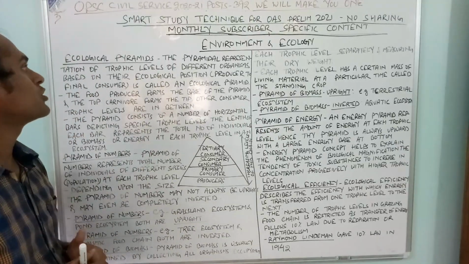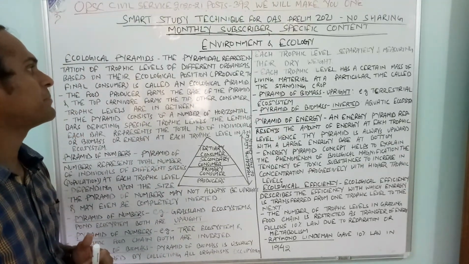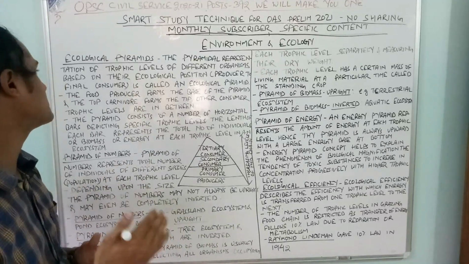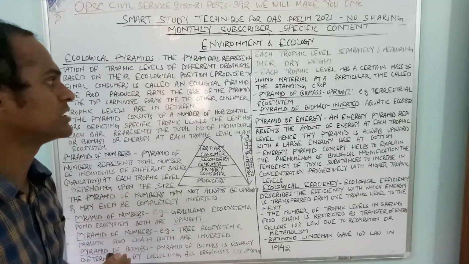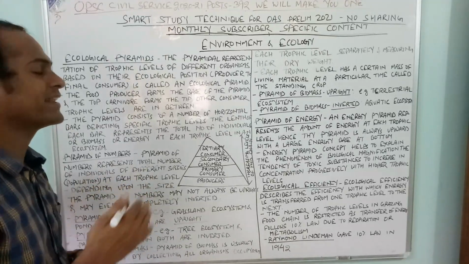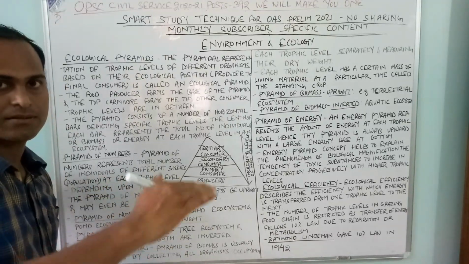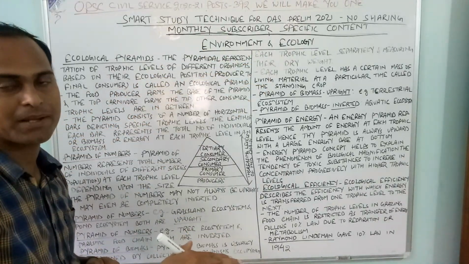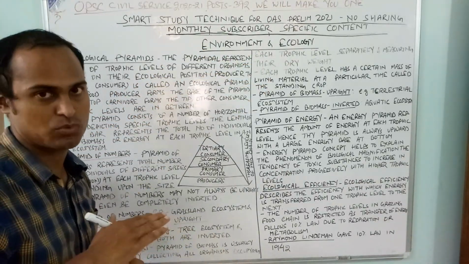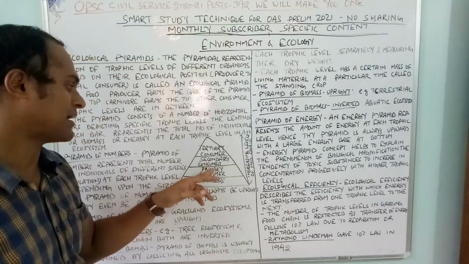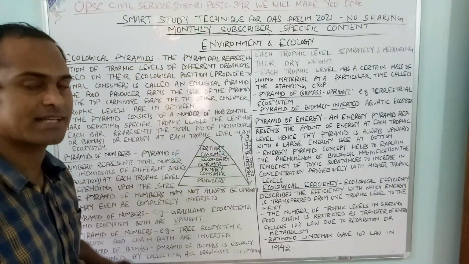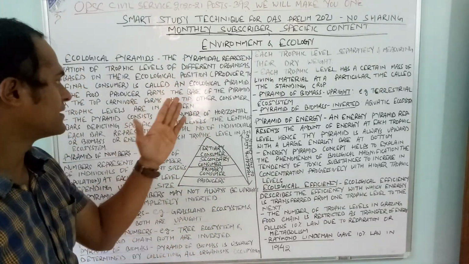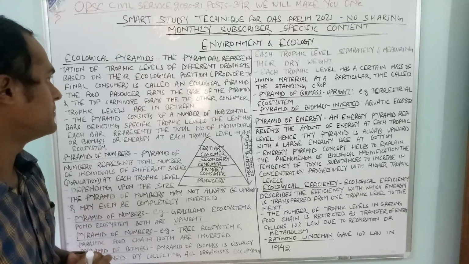Remember this, ecological pyramid. The ecological pyramid is a representation of trophic levels of different organisms based on their ecological position, that is producer to final consumer. There are different trophic levels. In an ecological pyramid, if one body is a producer, then primary consumer, then secondary consumer, then tertiary consumer, it happens in a pyramidal structure. So this is called ecological pyramid.